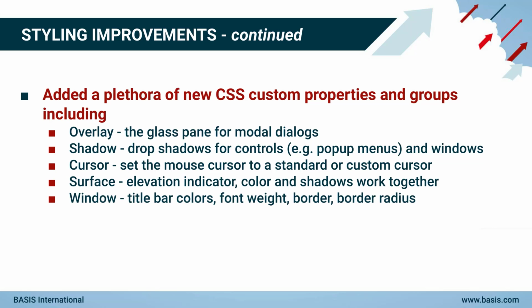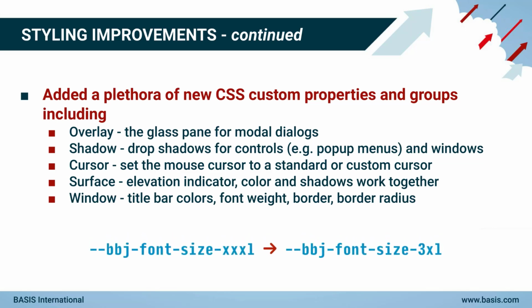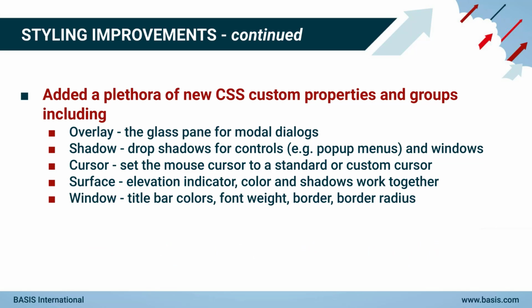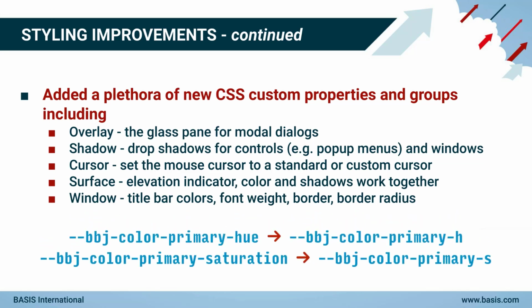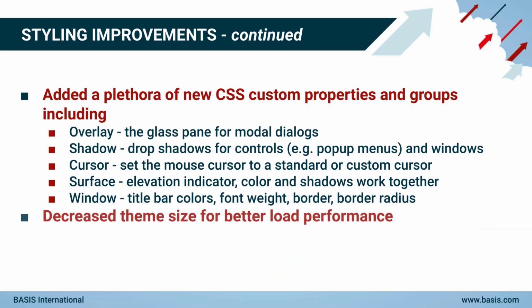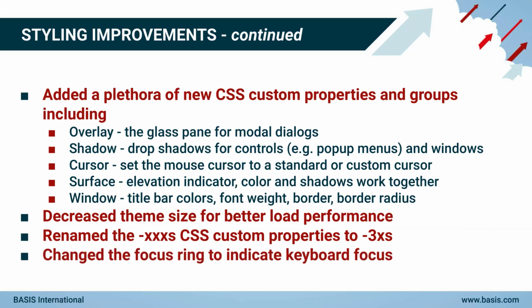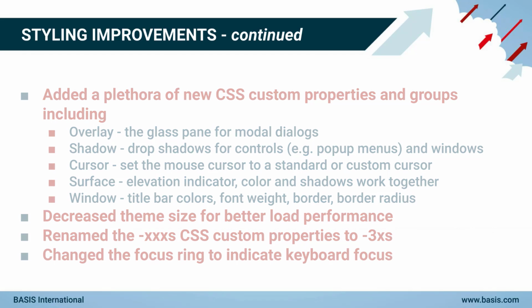During the theme refactor, we made some breaking changes to allow for future growth and to save on space. For example, instead of naming the CSS custom property BBj font size XXXL, the CSS variable is now named BBj font size 3XL. We also shortened some of the property names, so the BBj color primary saturation is now BBj color primary S. One of the more significant changes to the theme system deals with the theme definitions.